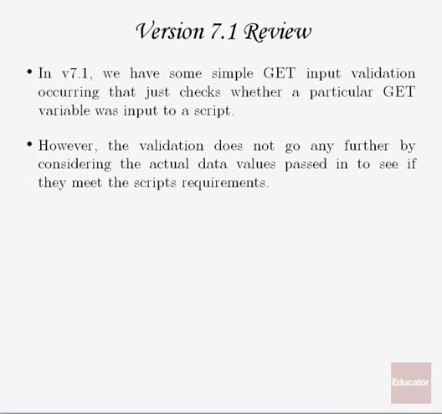So first off, as we talk about 7.1, in 7.1 we added some simple GET input validation. What we did was we basically just used the isset function to check whether a particular GET variable we were going to use was supplied or not. However, we didn't really go any further than that as far as validating that the data that was input was valid and was the right type of data. So that's what we're going to expand on in version 8.0.